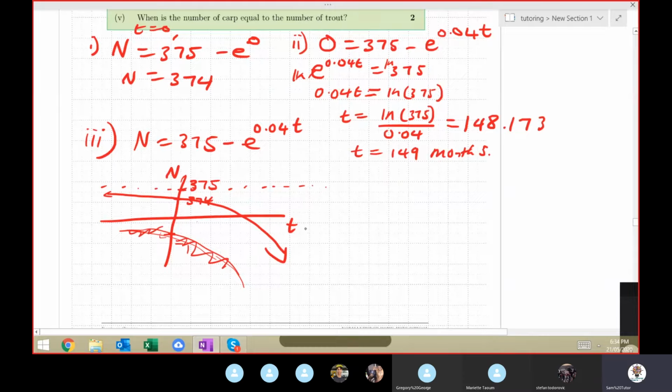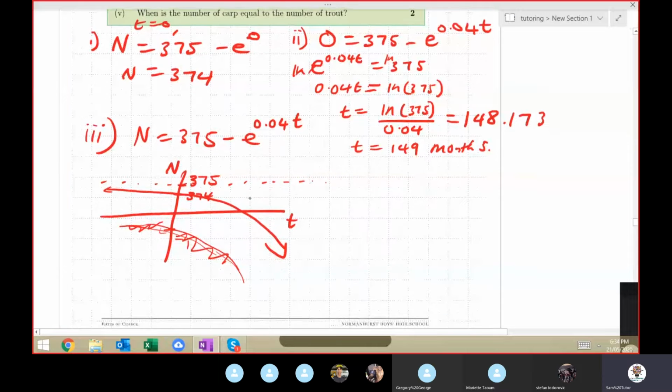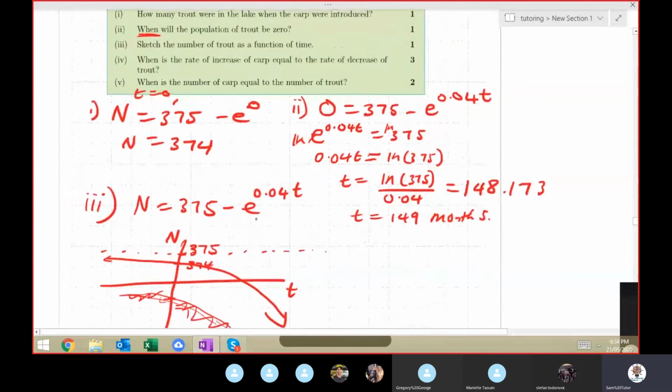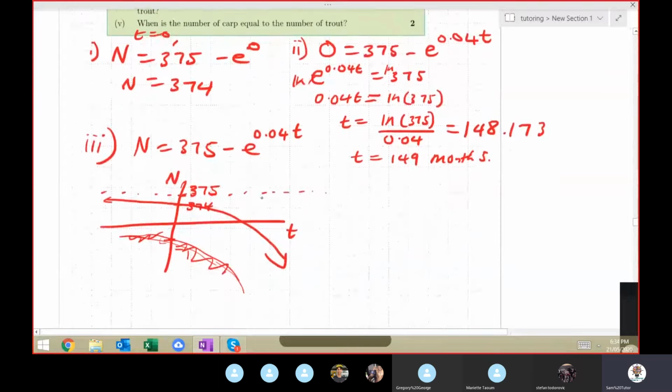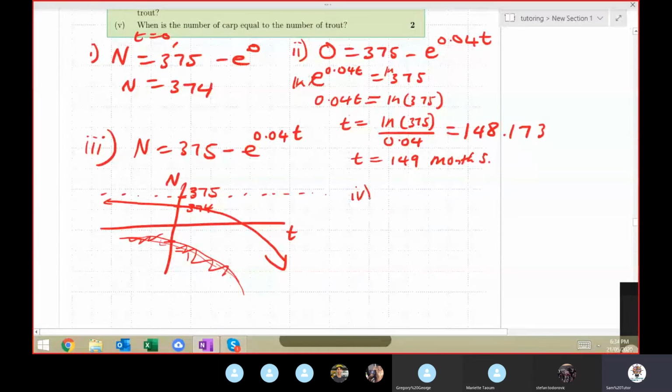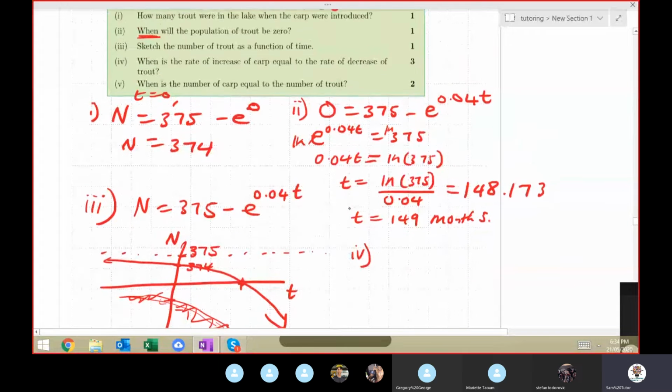So, part IV. It's saying eventually, somewhere here, when time is whatever that is, which we can work out, you will have no more trout. Right? You will kill off all your trout. So you start off at 374, and eventually you're going to get no more trout.